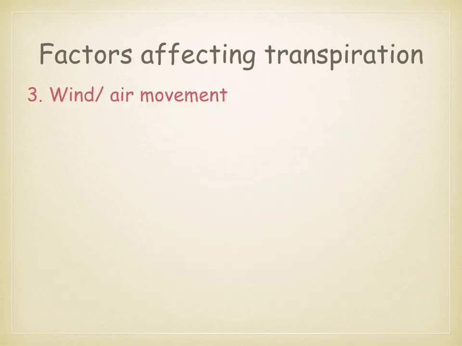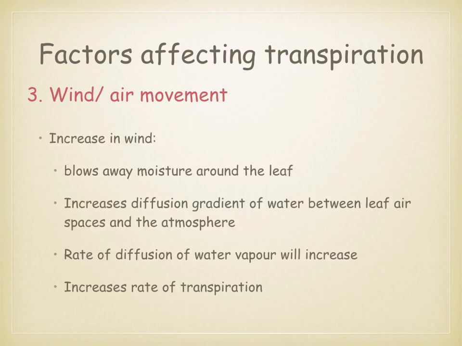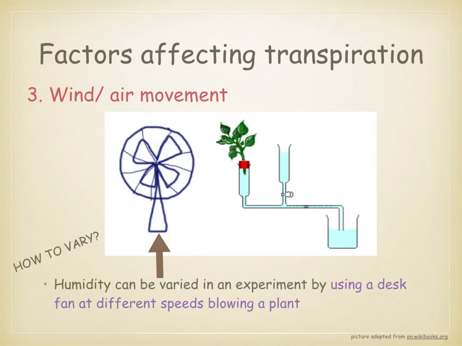The next factor is wind or air movement. If you increase the wind, this is going to blow away any moisture around the leaf so that there will be an increase in the diffusion gradient of water between the leaf air spaces and the atmosphere, so that the rate of diffusion of water vapor will increase and the rate of transpiration will increase. How do you vary this in an experiment? Well, you would use a desk fan at different speeds blowing on a plant that's in a potometer.